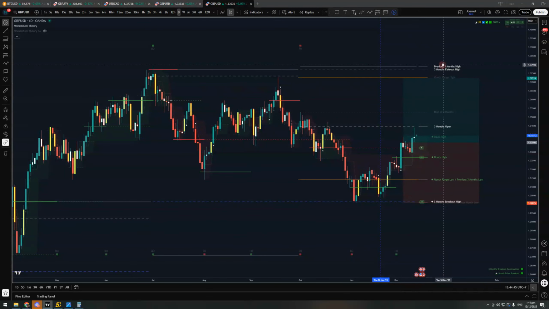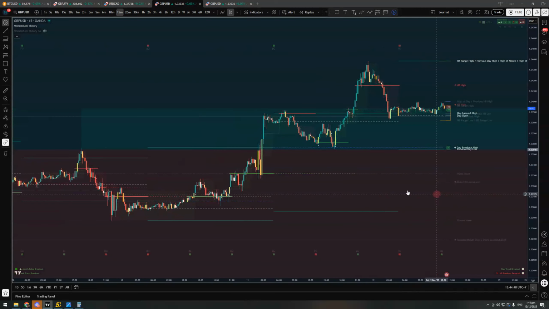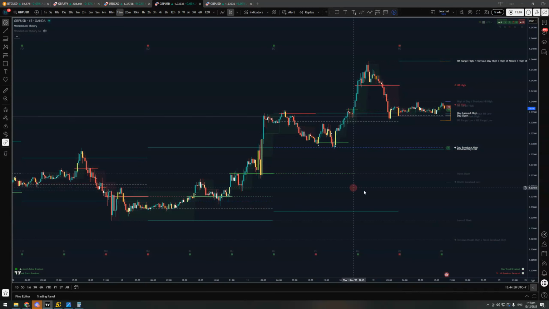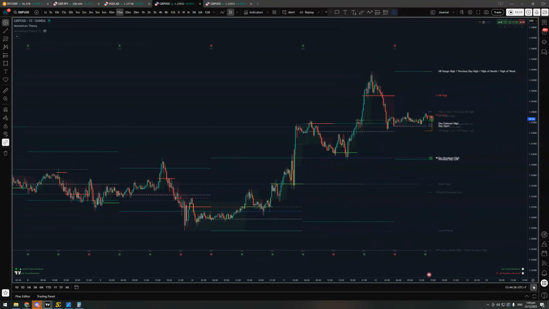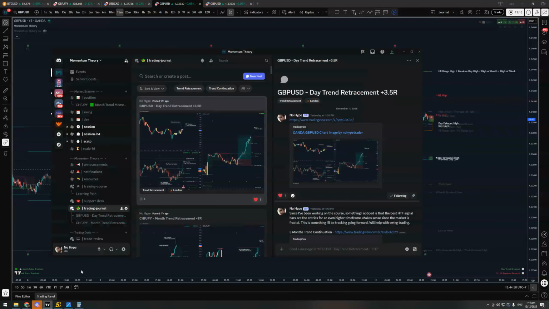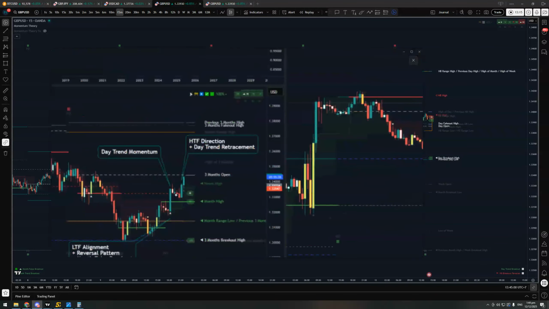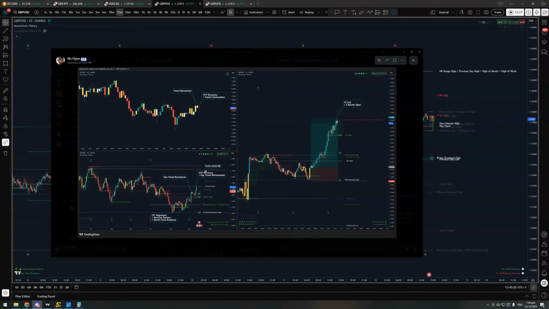Because if this were an entry for me, I do believe that price is going to continue pushing up. And this is why I'm okay with taking a trade like this that's faking out the previous day high and the previous week high, because I believe that higher time frame was continuing to push. So I'm okay taking it because we faked out that low above all those daily breakout levels. And I do plan to hold it for as long as I can.